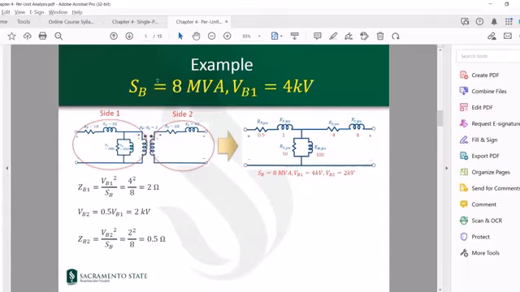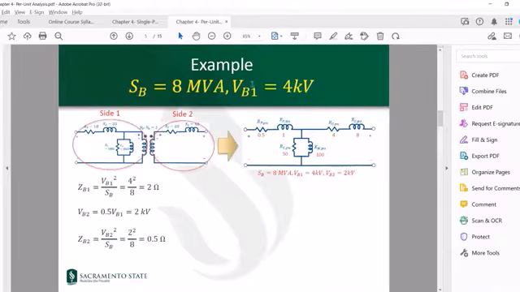So I choose an arbitrary power base of 8 MVA. Then I need to identify how many voltage zones, or voltage levels, I have in my system. Because there is one single phase transformer, there are two sides. So there are two voltage levels. Typically speaking, each single phase transformer will bring two voltage levels into the equation. So I have side 1, side 2.